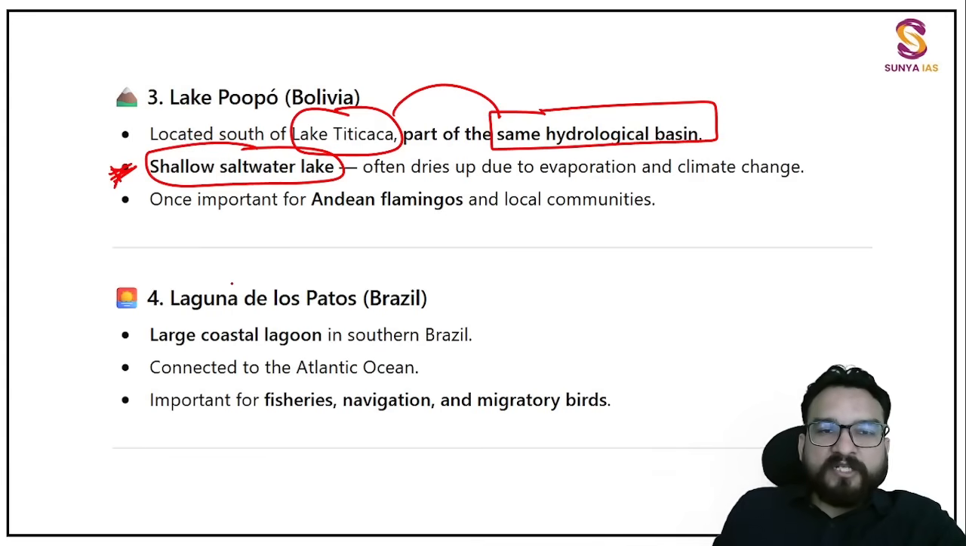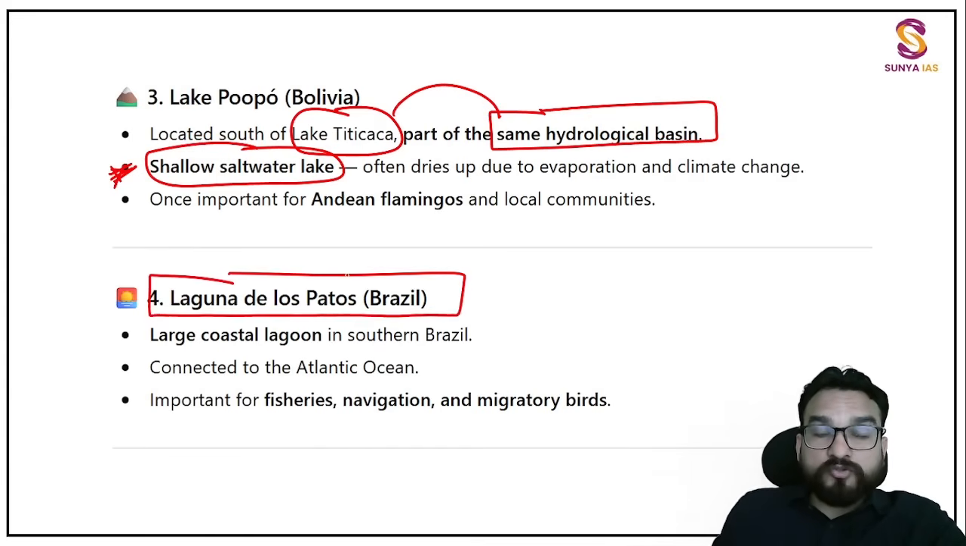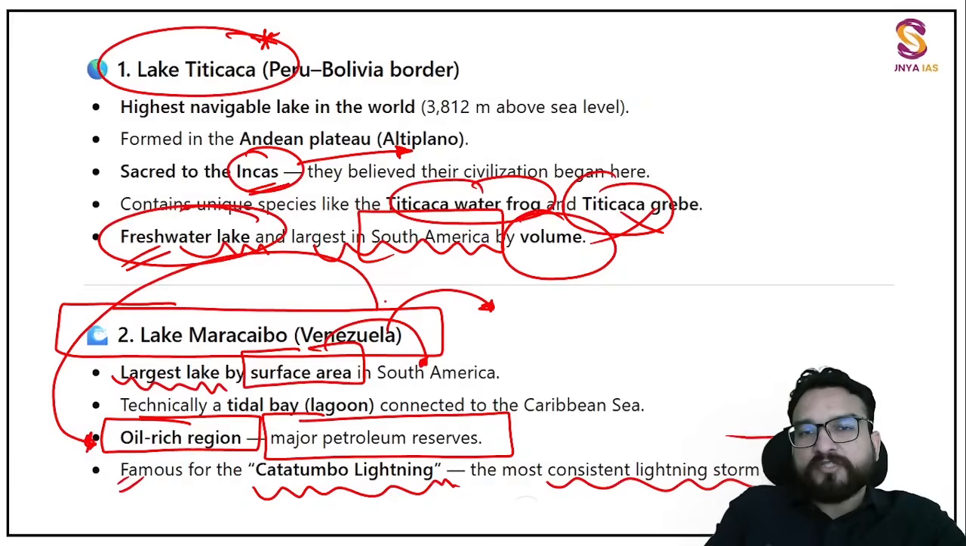Then one lake is Laguna de los Patos or Lagoa dos Patos, you can remember. It is in Brazil. It is a large coastal lagoon in southern Brazil. Obviously, when it is a lagoon, it is salt water.